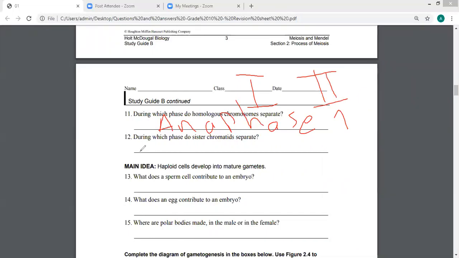Number 12, during which phase do sister chromatids separate? During which phase do sister chromatids separate? Anaphase 2. Anaphase 2, Mahmoud, right? Good, excellent. Anaphase 2.